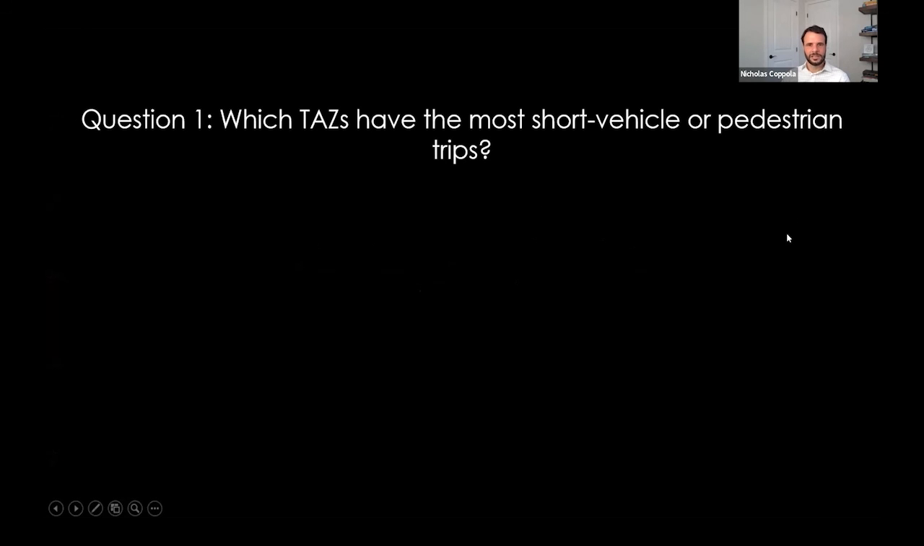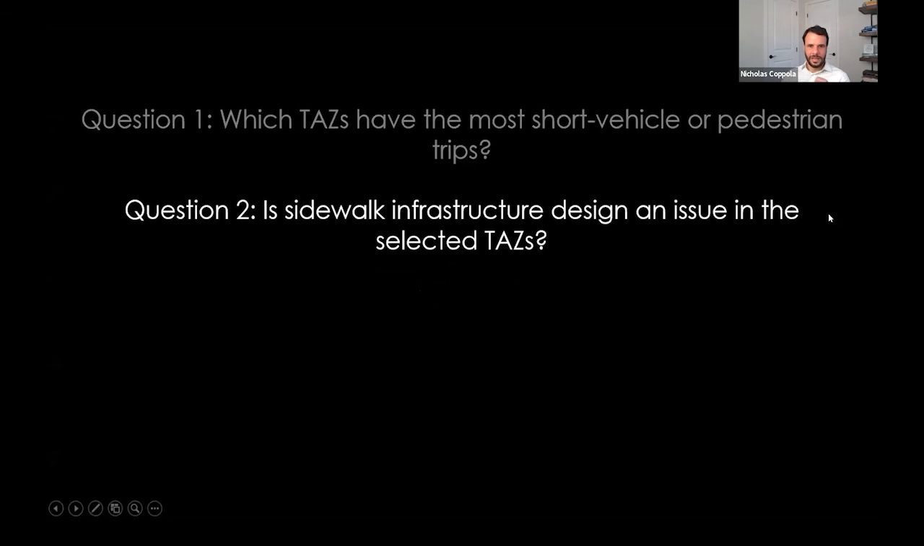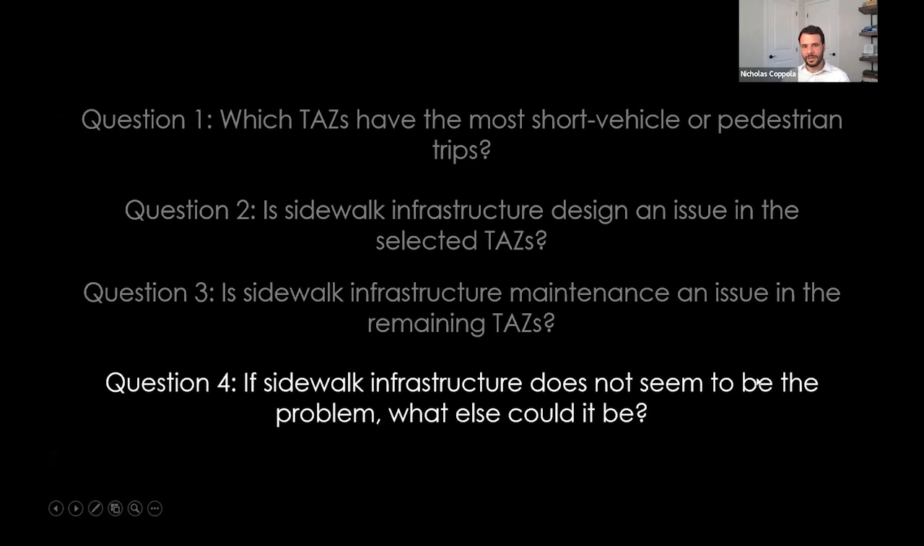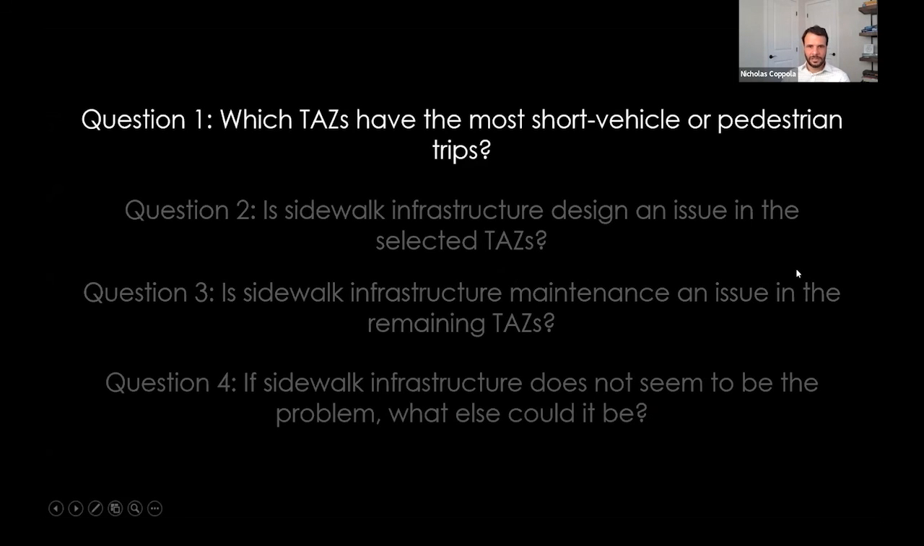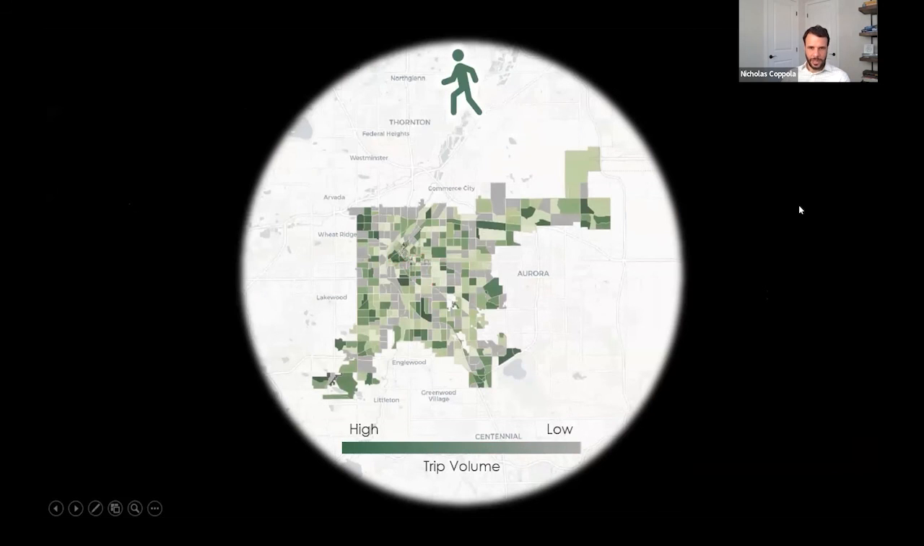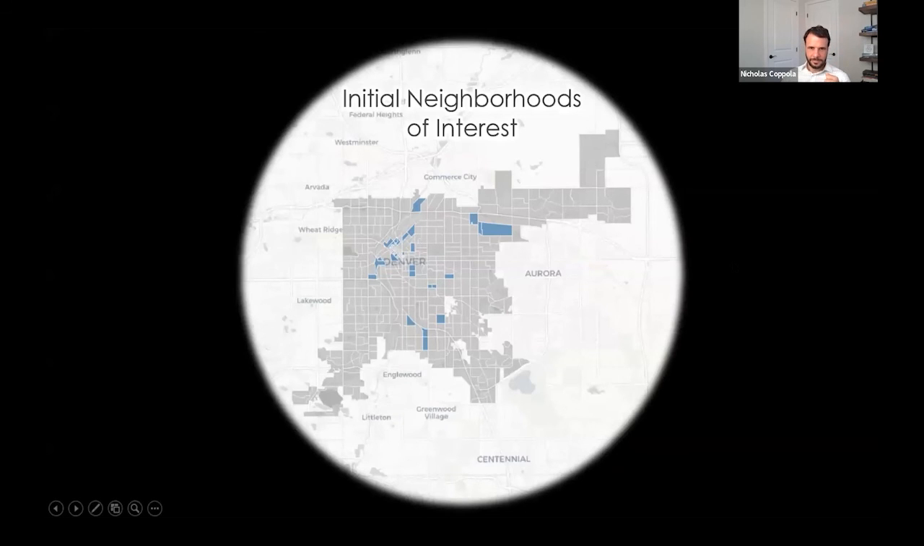First, we said which TAZs have the most short vehicle or pedestrian trips. Then we said, after that, let's take a look at those. And is sidewalk infrastructure design an issue in those TAZs? If not, is it maintenance? And if not that, what else could it be? So let's take a look at the first one. Basically, for TAZs that show vehicle trips of 1 mile or less, and for pedestrian trips, all pedestrian trips, we found 32 TAZs that rank the highest, which are these.